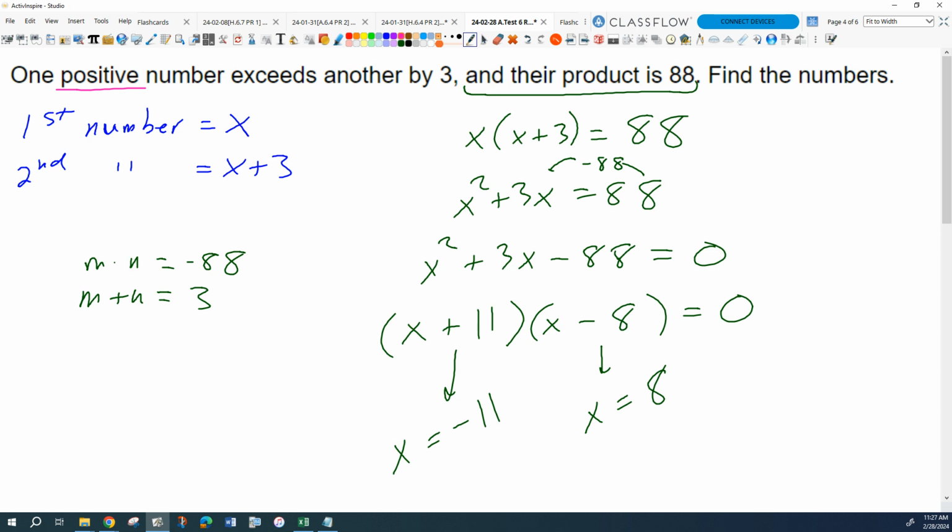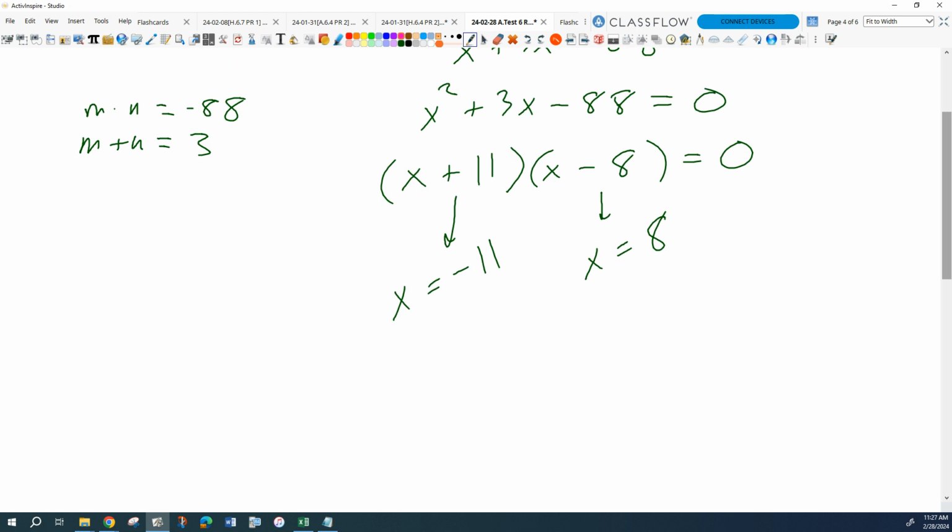Okay, so they're positive numbers, right? So it has to be 8. Because it has to be positive, we're going to cross the negative 11 off. That is not part of our solution. Sometimes on this one, people put both the 8 and the negative 11. That's not right. We only want the positive one. Mathematically, negative 11 is a solution for x, but not for us because we only want positive ones. So we're keeping x equals 8, right?